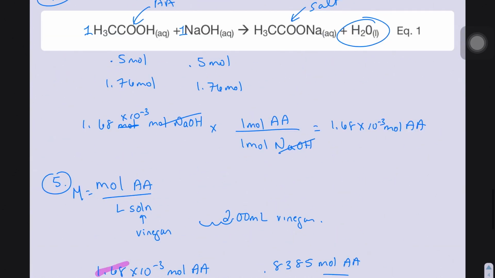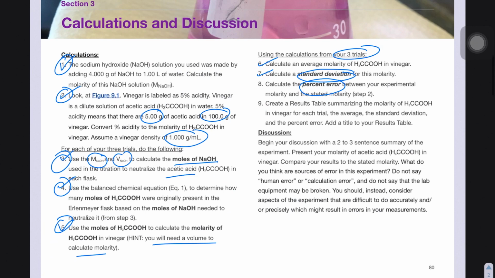And then after you calculate percent error, you want to create a results table. So you need a results table that will have the molarity of acetic acid for each trial. So that is from your answers from step 5. The average, this is step 6. Standard deviation, that's from step 7. Percent error, that's from step 8. You need it in a results table. Results tables always need a title, a meaningful title, so it just can't say results. So add a title to your results table. And then that should be it besides the discussion.